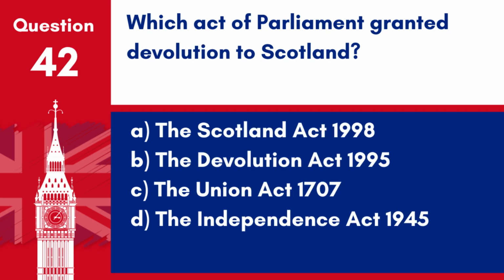Question 42. Which Act of Parliament granted devolution to Scotland? A. The Scotland Act 1998. B. The Devolution Act 1995. C. The Union Act 1707. D. The Independence Act 1945. Answer A. The Scotland Act 1998. This act granted devolution to Scotland, establishing the Scottish Parliament with powers over many areas of domestic policy.